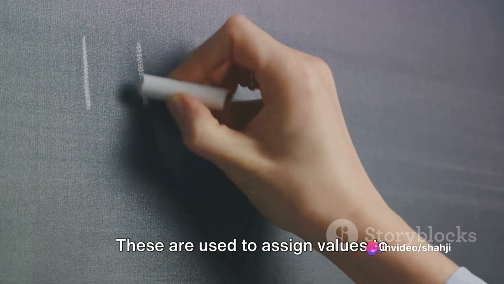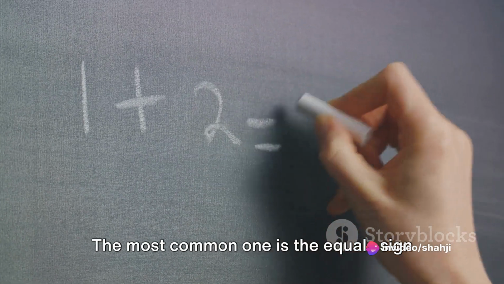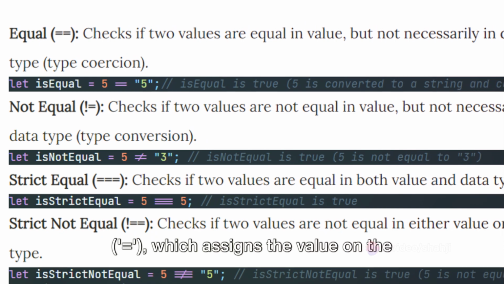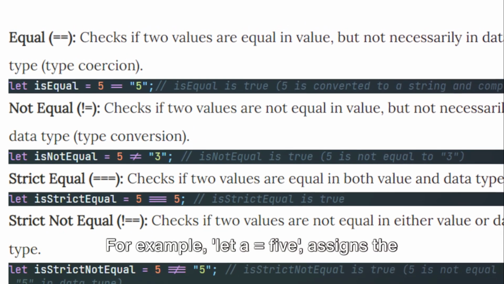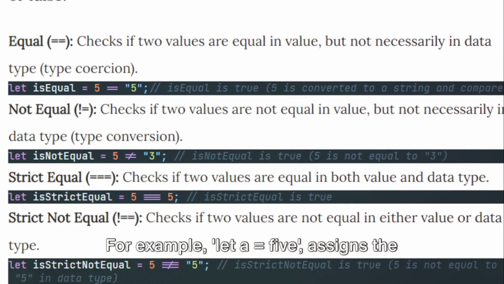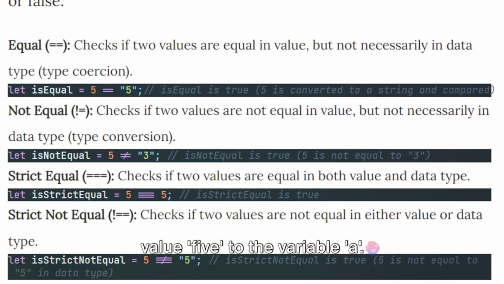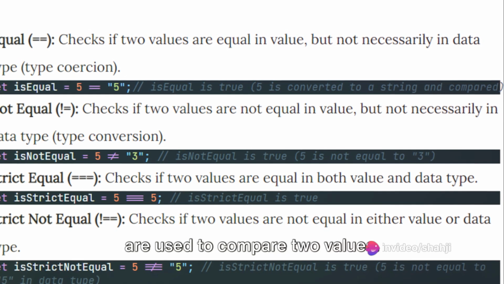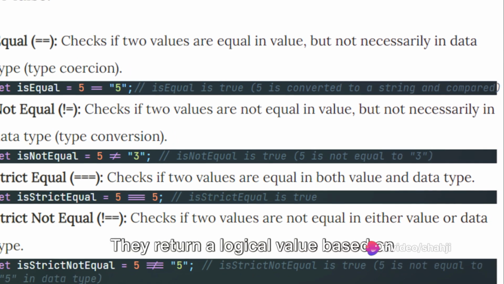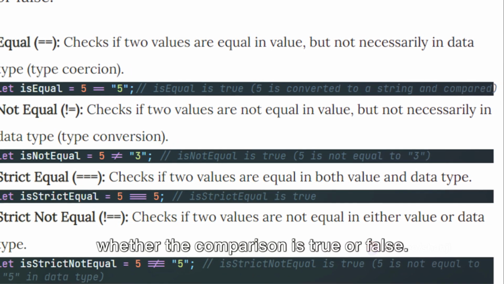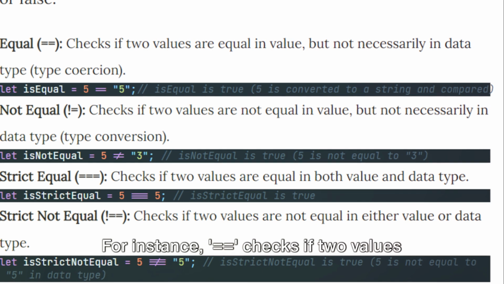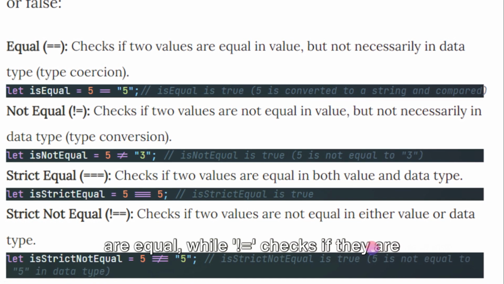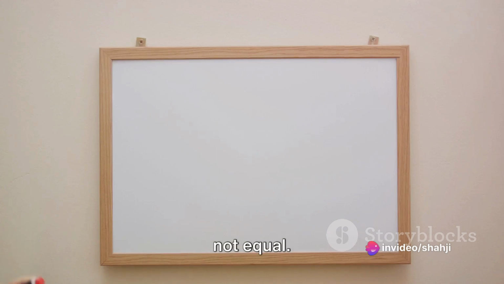Next, we have assignment operators. These are used to assign values to JavaScript variables. The most common one is the equal sign, which assigns the value on the right to the variable on the left. For example, let a = 5 assigns the value 5 to the variable a. Moving on to comparison operators, these are used to compare two values. They return a logical value based on whether the comparison is true or false. For instance, == checks if two values are equal, while != checks if they are not equal.